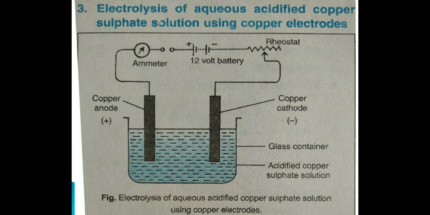That means the copper sulphate solution is taken and acidified with a little amount of sulphuric acid, and a 12-volt battery is used, which is connected with an ammeter and a rheostat. The rheostat controls the resistance of the circuit, thereby increasing or decreasing the amount of current flowing through the circuit. And the ammeter records the amount of current flowing through the circuit.